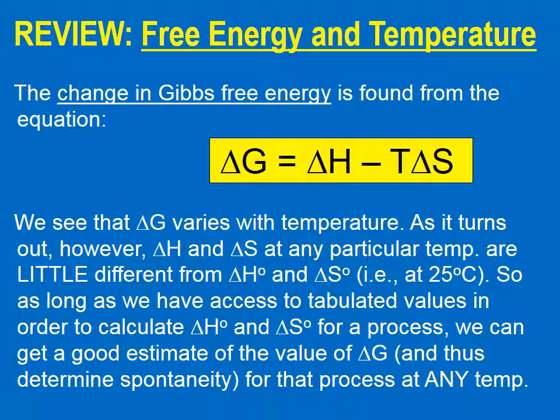Let's review what we covered previously. The change in Gibbs free energy is found from the equation delta G equals delta H minus T delta S. We see that delta G varies with temperature.